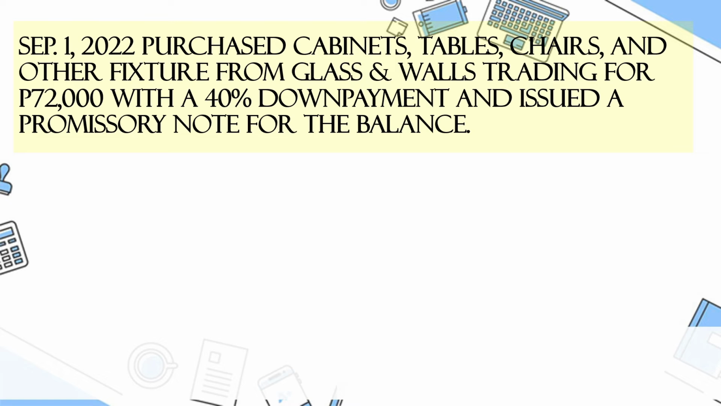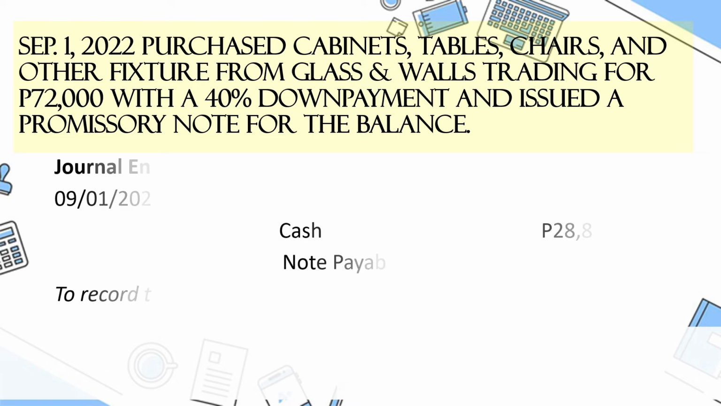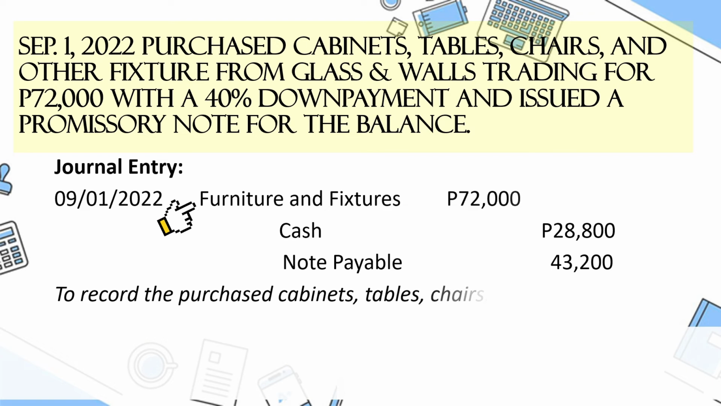The journal entry for this one is a debit to your furniture and fixtures amounting to 72,000 and a credit to your cash for 28,800, and take note, notes payable for 43,200. So in here, makita ninyo nga dili accounts payable atong gigamit, but notes payable.